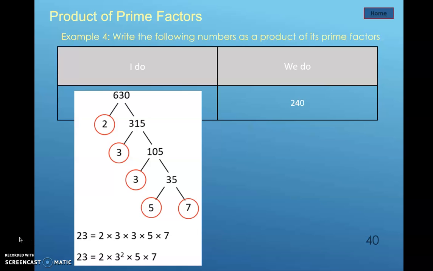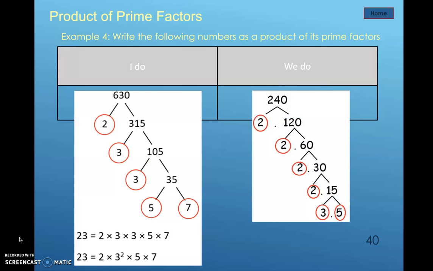Again, give yourselves 2 minutes to see if you can write 240 as a product of its prime factors. And here we go. 240 as a product of its prime factors would be 2 times 2 times 2 times 2 times 3 times 5, or 2 to the power of 4 times 3 times 5. Now as you can see there are four 2s, which is why it's 2 to the power of 4.